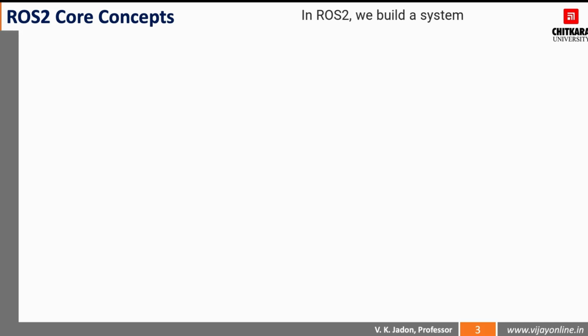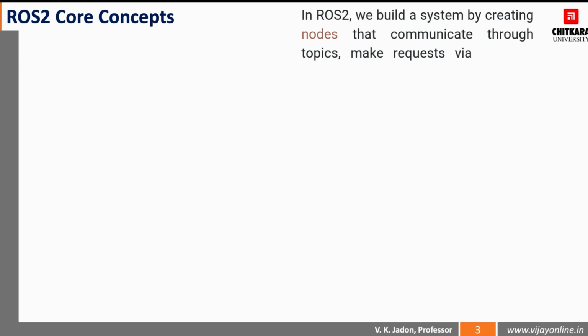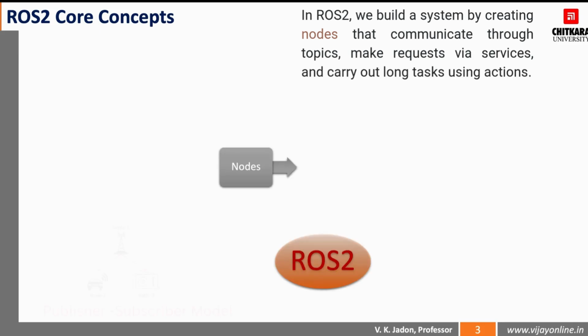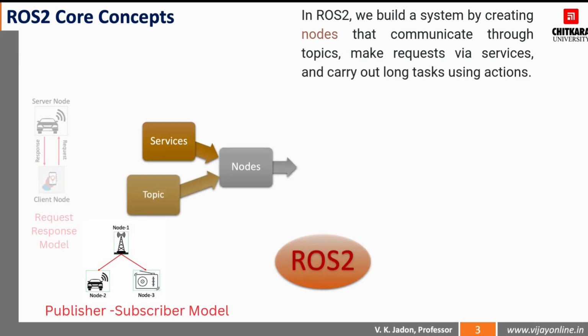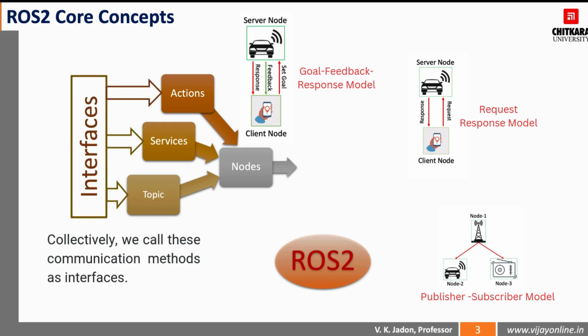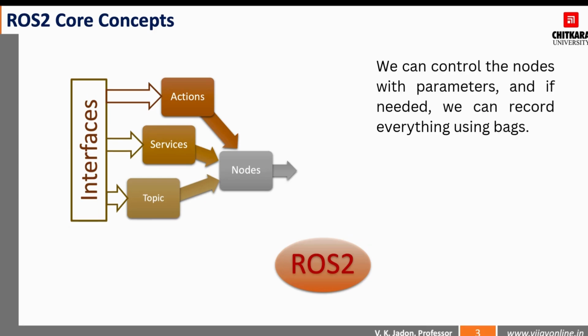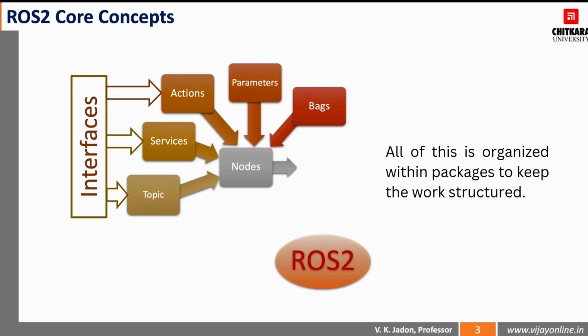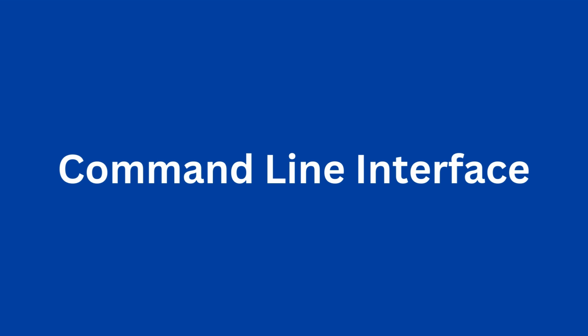In ROS 2, we build a system by creating nodes that communicate through topics, make requests via services, and carry out long tasks using actions. Collectively, we call these communication methods, that is topics, services, and actions, interfaces. We can control these nodes, one or many, with parameters, and if needed, we can record everything using bags. All of this is organized within packages to keep the work structured.